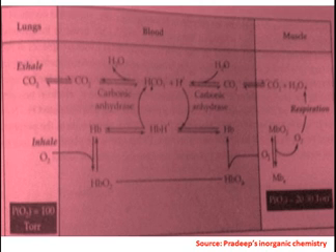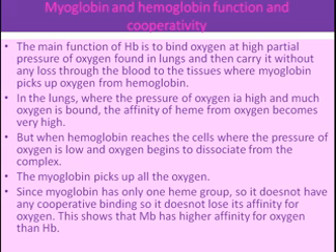And here the partial pressure of oxygen in the lungs is more, written as 100 torr, whereas the partial pressure of oxygen in the muscle is 20 to 30 torr. This diagram is given in your books, so kindly study it, and it is very important for the whole mechanism of the binding of oxygen to hemoglobin and myoglobin.